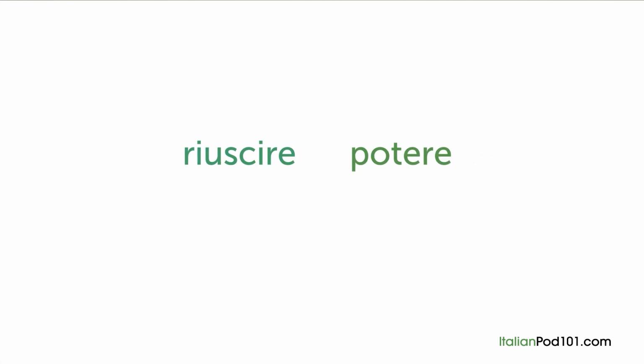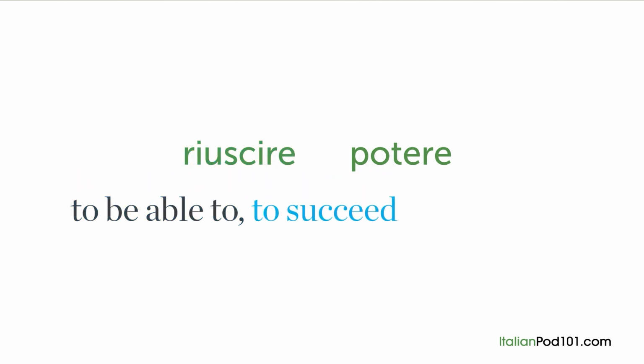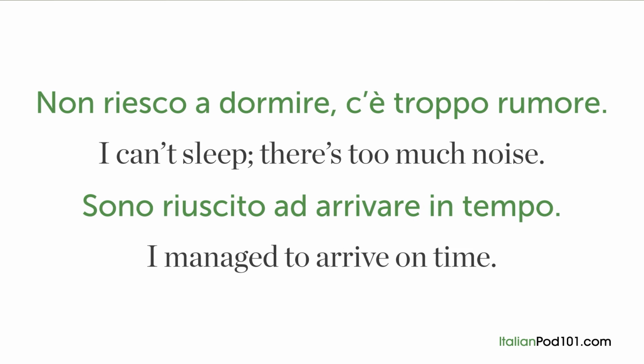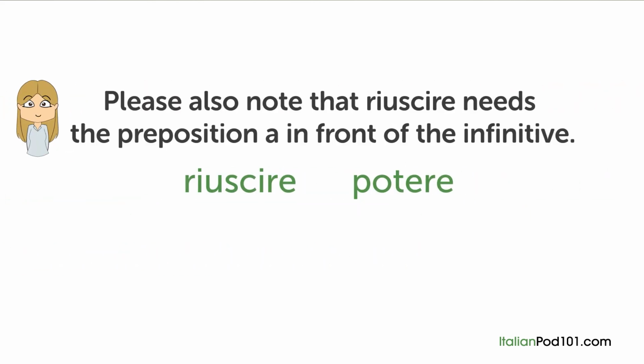Sometimes we can use another verb, riuscire. In English, this can be translated in the same way as potere. However, riuscire has a slightly different meaning. Its meaning is somewhere between the English verbs to be able to and to succeed. Let's see some examples. Non riesco a dormire, c'è troppo rumore. I can't sleep, there's too much noise. Sono riuscito ad arrivare in tempo. I managed to arrive on time. Please also note that riuscire needs the preposition a in front of the infinitive.